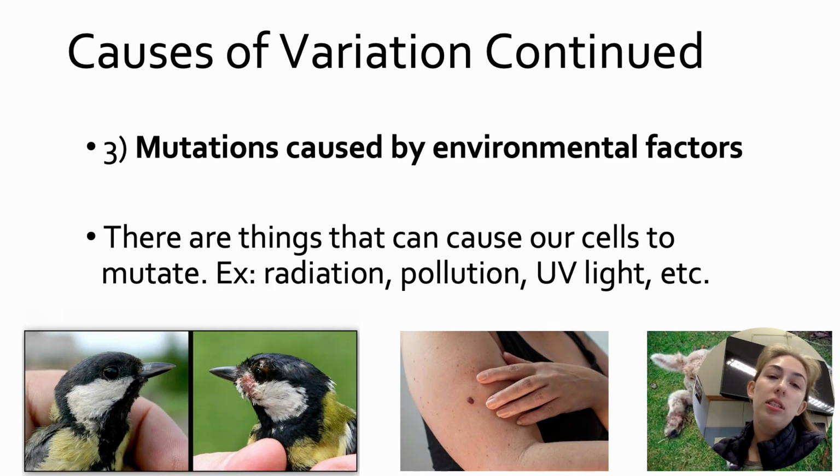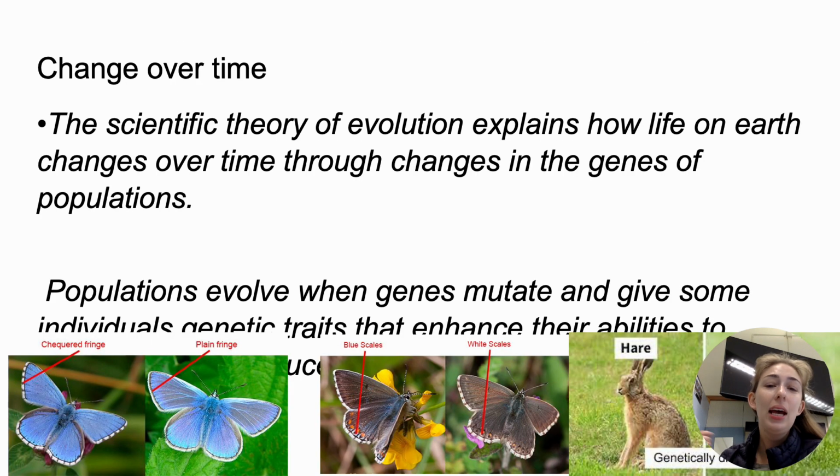Now, another cause of variation can be mutations. Mutations are caused by environmental factors, i.e. radiation, pollution, UV light, okay? And change over time is the scientific theory of evolution, which explains how life on Earth changes over time through changes in the genes of populations. Populations evolve when genes mutate and give some of these traits that enhance the ability to survive.